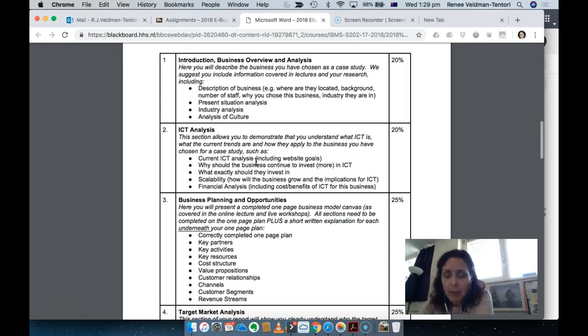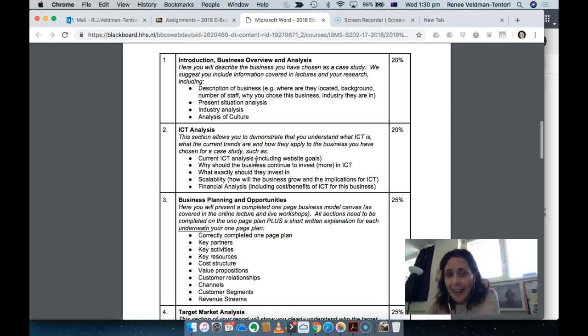Scalability is about growing a business. So how does the ICT help them grow? And your present situation might also refer to this or give you a base for this, in that, does the business want to grow? Is it 1 staff? Is it 10 staff? Are they happy staying at that level? Do they want to expand? And could ICT help them expand?